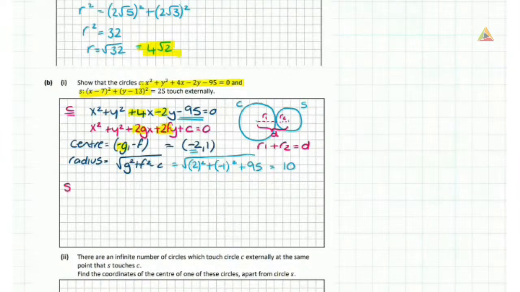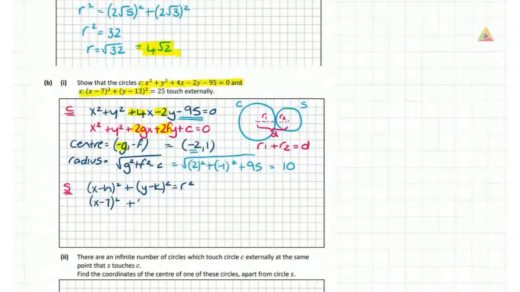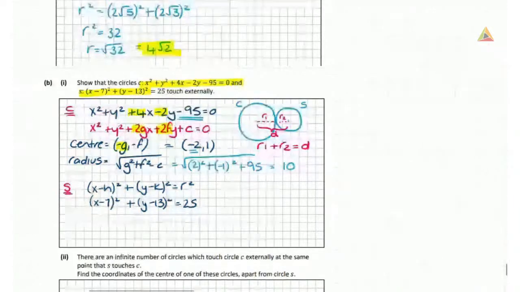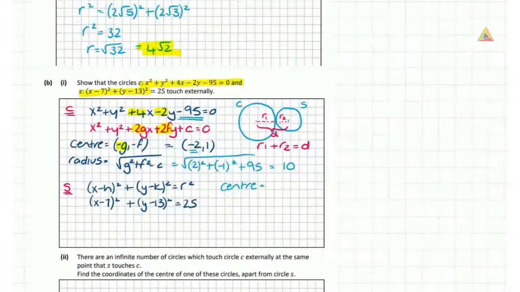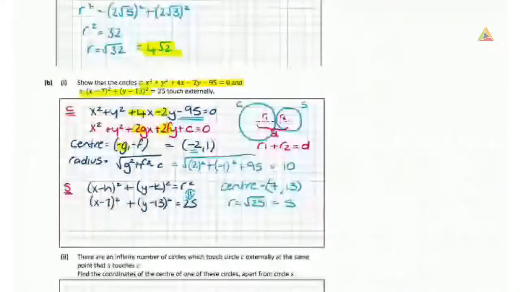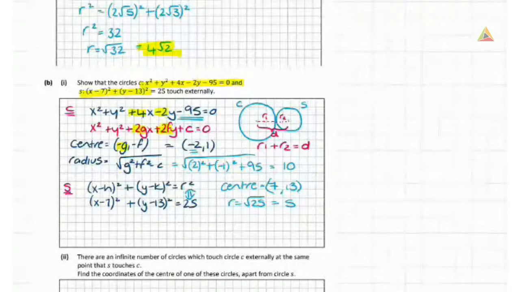And all we're doing is exactly the same for S. So with S, they've given it to you in a different form. They've given it in the x minus h squared plus y minus k squared equals r squared form. So it's x minus 7 squared, y minus 13 squared equals 25. And it should be fairly easy to see from that our centre is h, k. So in this case, that's just straight from the question, that's 7, 13. And our radius is going to be the square root of 25, which is 5. So our r squared is equal to our 25. So r is the square root of 25, or 5.